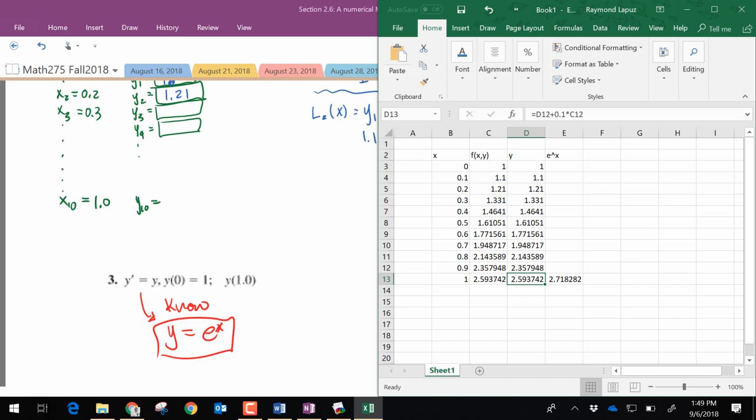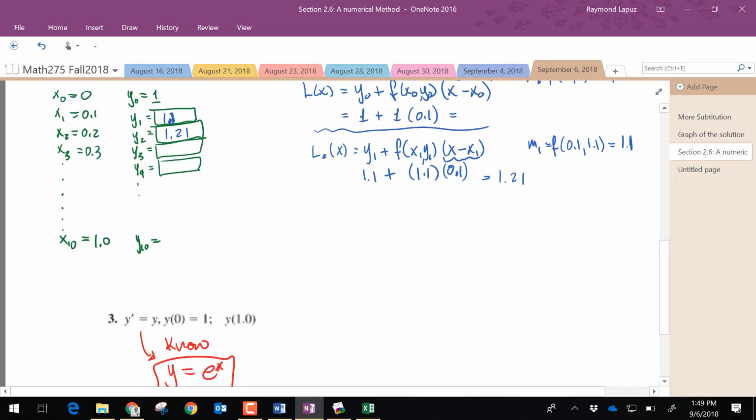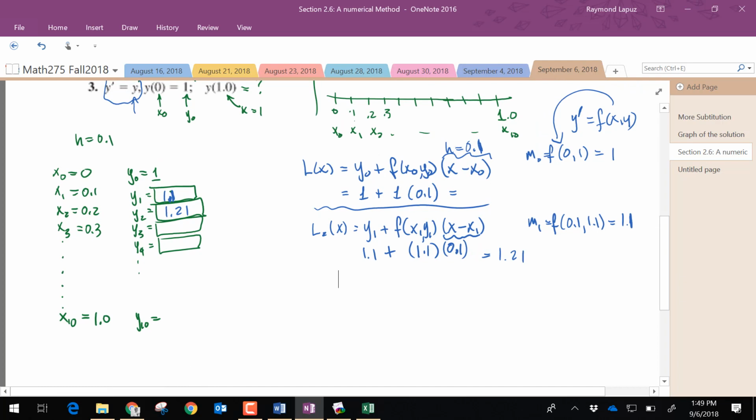Go back to the slide. See that formula? It says y1 plus f of x comma y. So the part where it says f and then parentheses x comma y. So you don't do e to the 0.1. You just do 1.1, because you don't know the e to the x as your answer. That's the point: you don't know what the solution is, and you're trying to approximate what the solution is. Now, in this problem, we know the solution, so we can check. But the real use for this is for the differential equations where you can't solve for it.